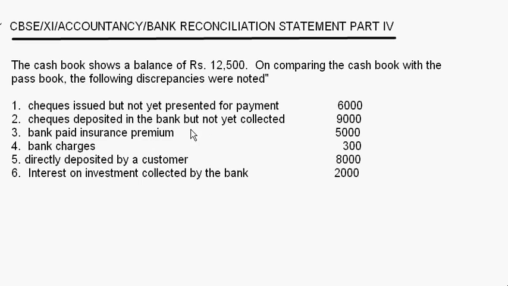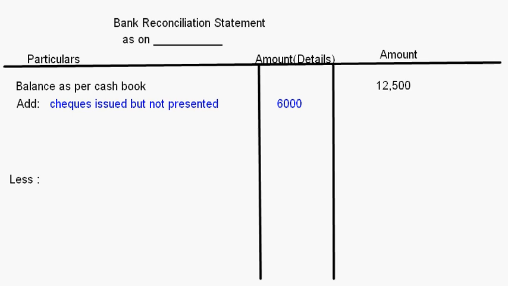checks deposited in the bank but not yet collected. When the checks are deposited in the bank, we immediately put that in our cash book, so the cash book balance increases. Whereas the bank will credit that money only when it collects it, right? So here the cash book has an increased balance because we have received the checks and we have deposited it. So that will be deducted, right?